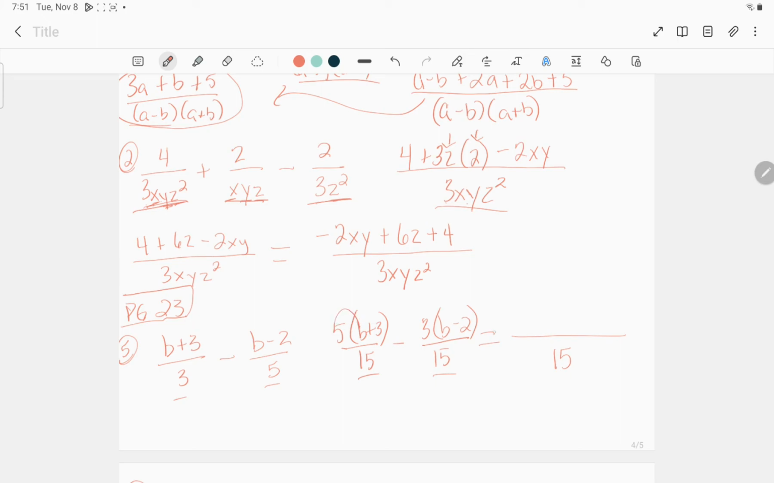Just going to combine all of that. 5 times b is 5b. 5 times positive 3 is positive 15. Have a minus sign there. So negative 3 times b is negative 3b. Negative 3 times negative 2 is positive 6. Combine my like terms. 5b minus 3b is 2b. And positive 15 plus 6, positive 21, all over 15.